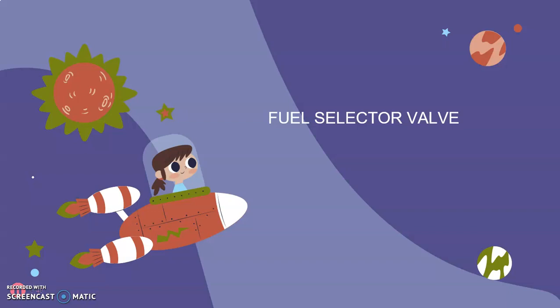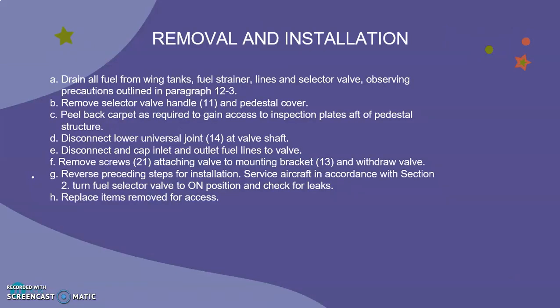Okay, in the valve cleaning, inspection, and repair, we must repair damaged or worn parts of the selector valve. The assembly is not repairable and therefore is limited to replacement of parts only. Okay, the next part is the fuel selector valve. This is a removal and installation that we must check periodically, like what I'm saying.